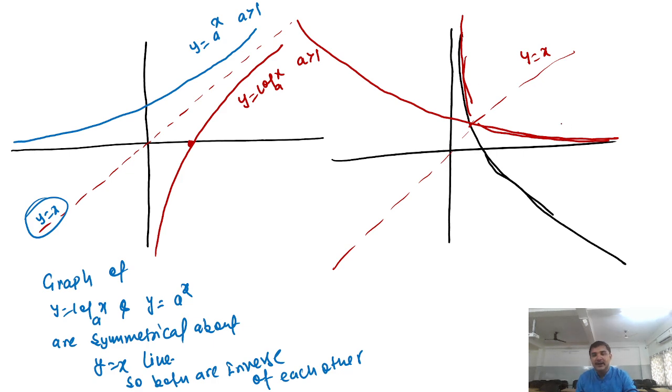So this is the graph of y is equal to a power x when a is between 0 to 1, right? And this is the graph of y is equal to log x base a when a is between 0 to 1, a decreasing number. So logarithm and exponential function, we are calling them inverse of each other. Secondly, they are symmetrical about the line y is equal to x. Till here, I hope it is very much clear to all of you, isn't it?